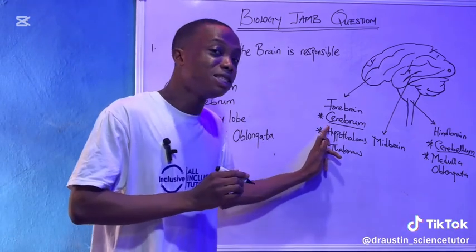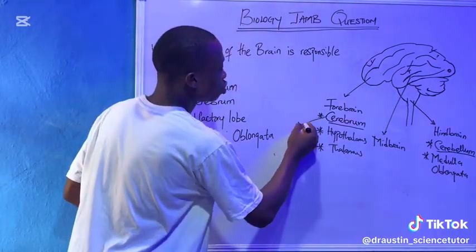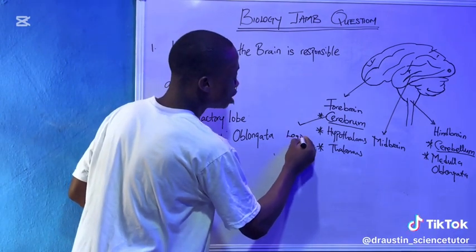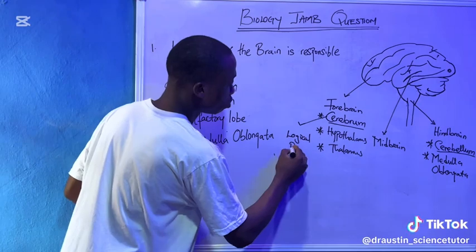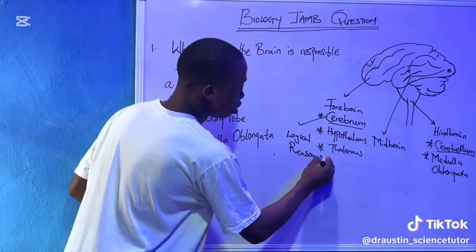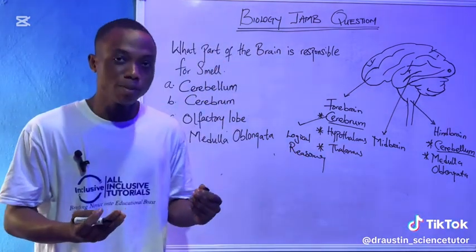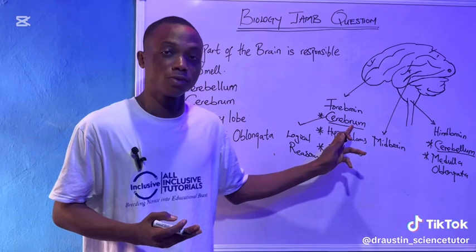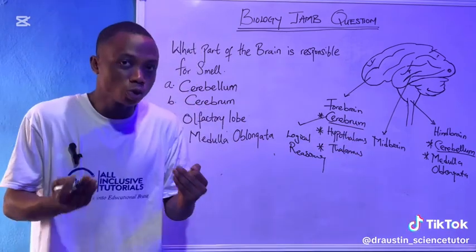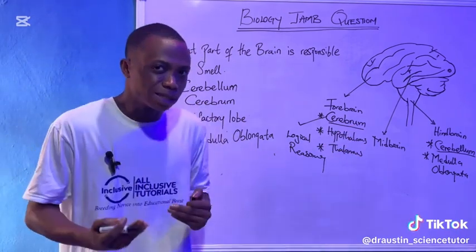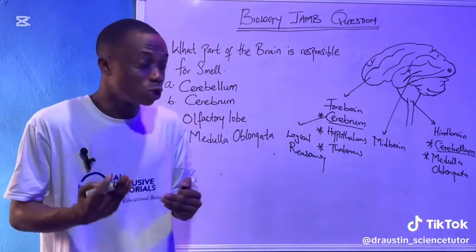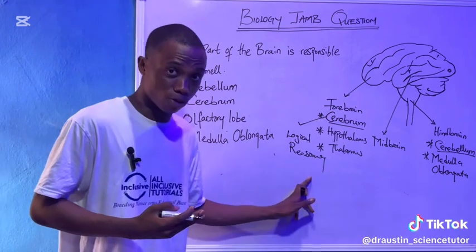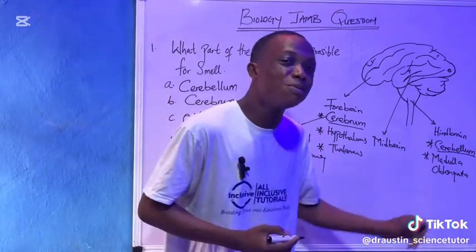This cerebrum we are seeing here is responsible for logical reasoning. This is a JAMB pass question. The reason why you're able to think, maybe I give you a question now and you're able to solve it, is because of the cerebrum. The reason why I'm explaining something to you now and it's getting into your head is because of the cerebrum. You understand?